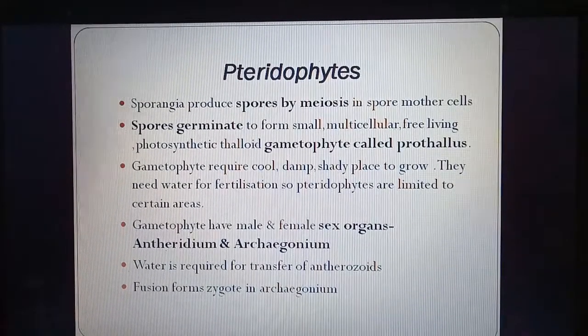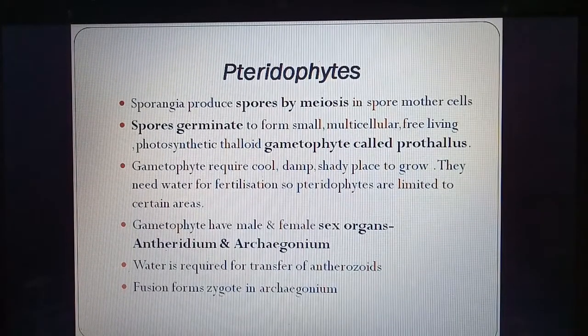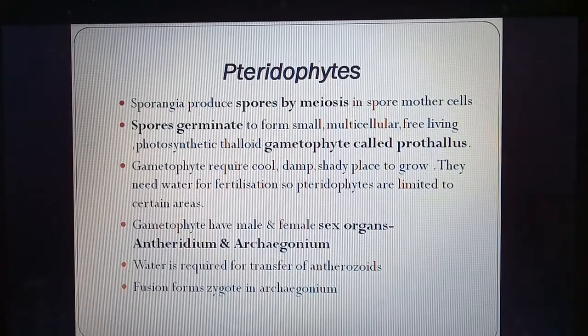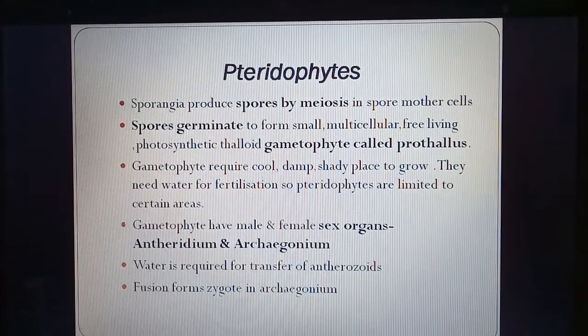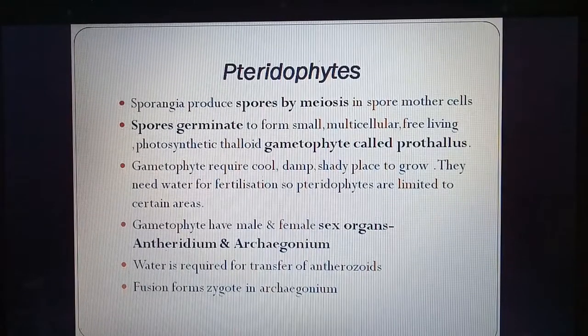The sporangia or bag-like structures on leaves, they produce spores by meiosis or reduction division in spore mother cells. So the cells which form spores are called spore mother cells. The spores germinate to form small multicellular free-living photosynthetic thalloid gametophyte. So when the spores germinate, the gametophyte stage is produced, which is haploid or n, and it is called prothallus. So it can produce its own food.